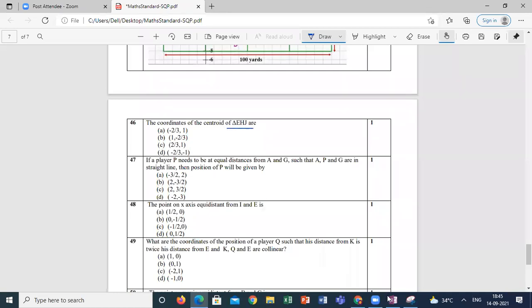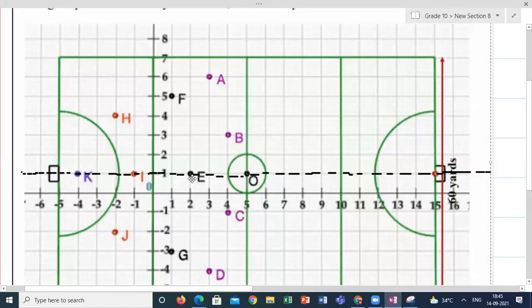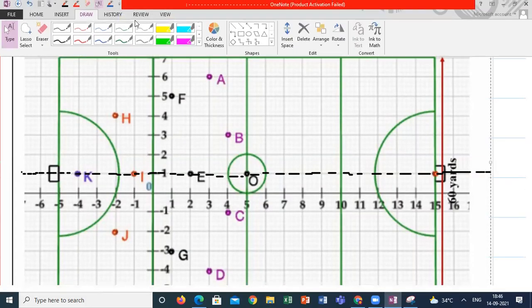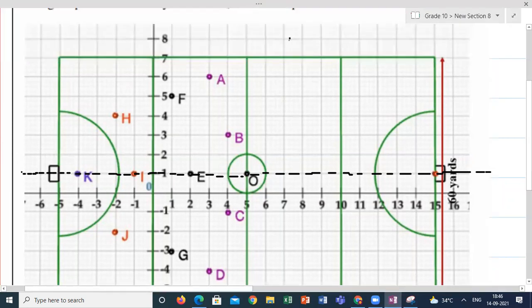First identify what E, H and J are. Students, what is the E value? E is 2 comma 1. H is minus 2 comma 4. J is minus 2 comma minus 2.